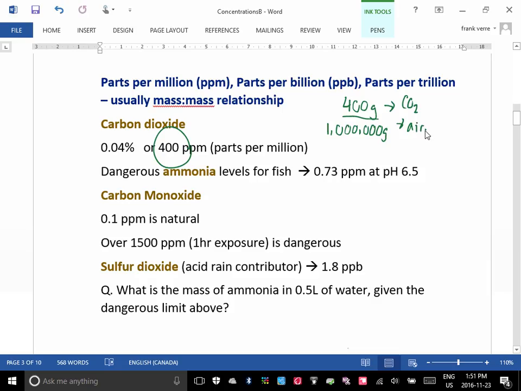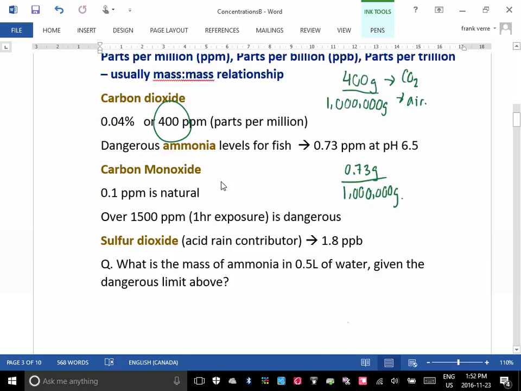Okay. So if it's, for example, the one below it, ammonia levels, at 0.73 parts per million, that means that if I have 0.73 grams of ammonia in 1 million grams of water, it would be considered dangerous because it's parts per million. If it was parts per billion, then it would be over 1 billion grams. If it was parts per trillion, it would be over a trillion grams. Just 10 to the 12.